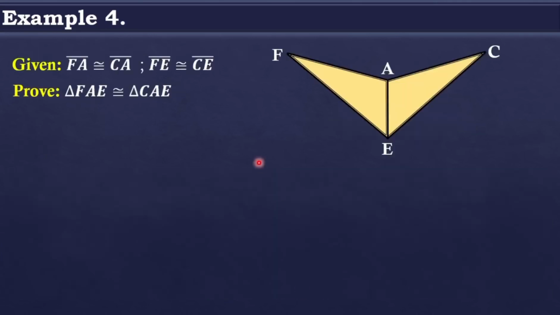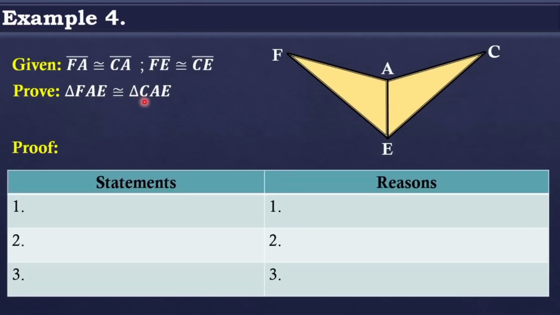Let's have number 4. So I have here, segment FA is congruent to segment CA, segment FE is congruent to segment CE. Now, we will prove that triangle FAE is congruent to triangle CAE. So let's have the two-column proof. So your statement will be, you can start or you may start with our given. So that is given. Actually, ito yung pinakamadali. Okay? Now, so from your given, you may mark your figure. So we have FA is congruent to segment CA, and then your segment FE is congruent to segment CE.